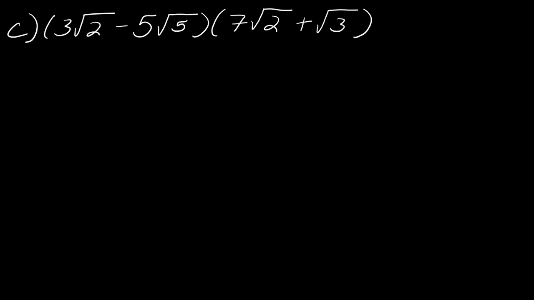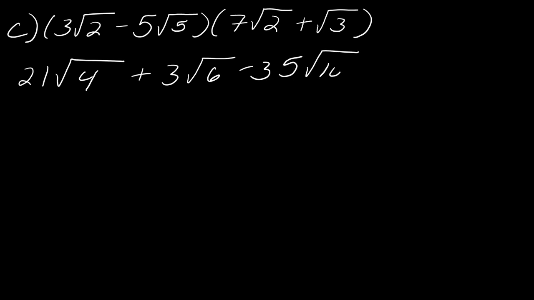Okay, so next now I'm going to have some foiling fun. So let's see. I will take this first term times this first term. So 3 times 7 is 21. And the square root of 2 times the square root of 2 is the square root of 4. So I'll just leave that like that. And then I've got this part times that part. So this will be plus 3 times the square root of 6. And then this piece is multiplied by that piece. So we're going to do minus 35 times the square root of 10. And then this piece is multiplied by that piece. So we're going to do minus 5 times the square root of 15.